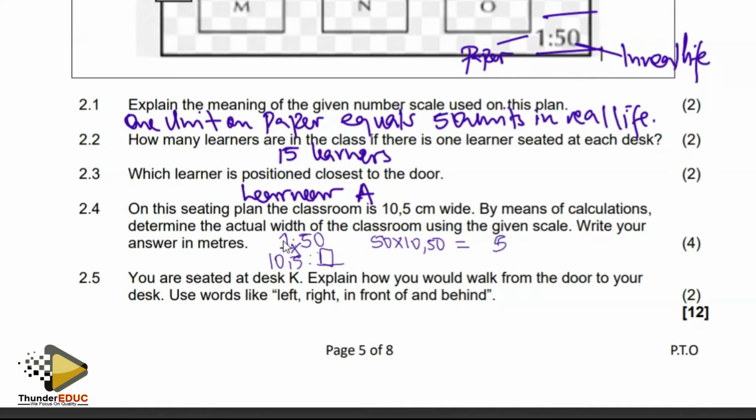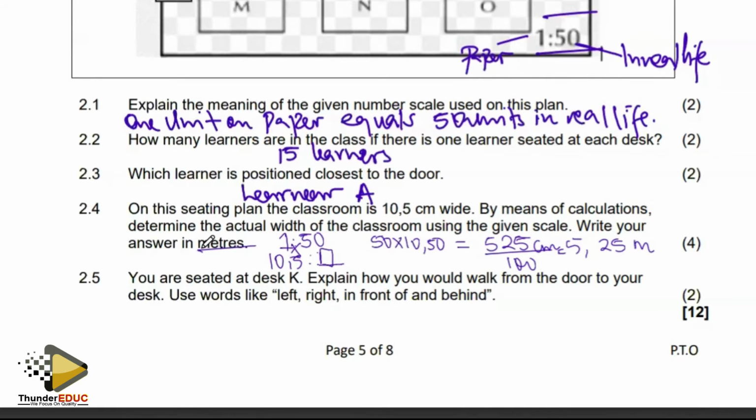We have 525. But these are centimeters. So we divide by 100 because they want the answer in meters. So when you divide by 100, it's 5.25. These are meters.